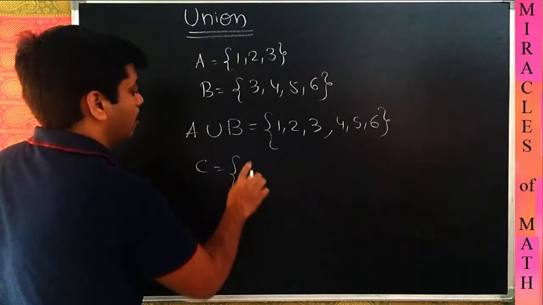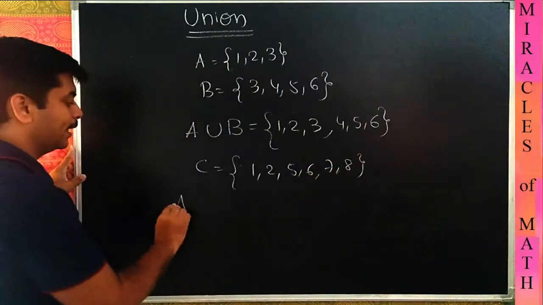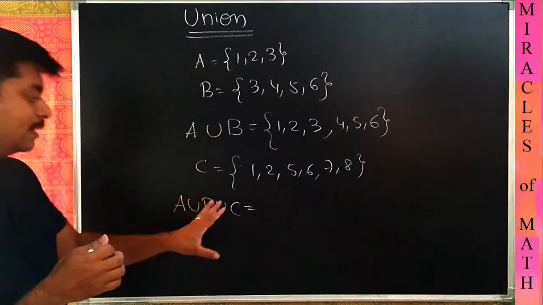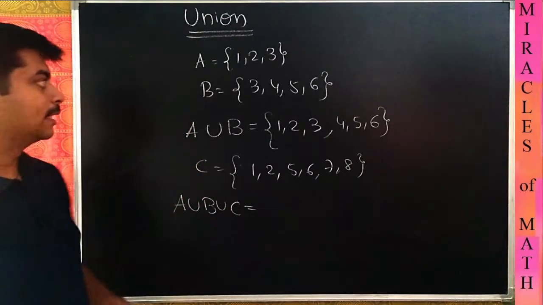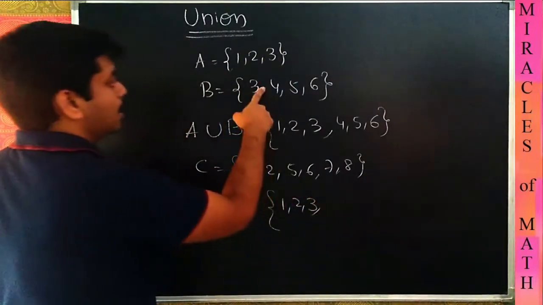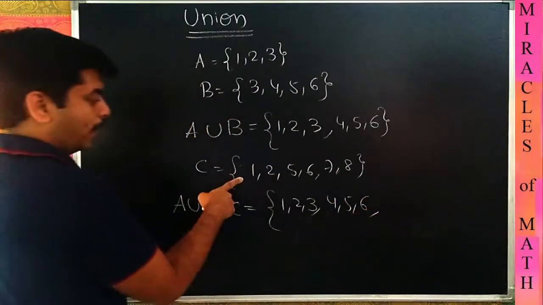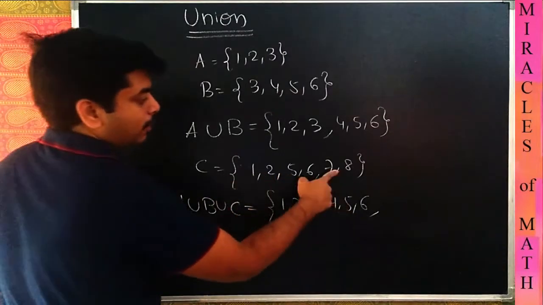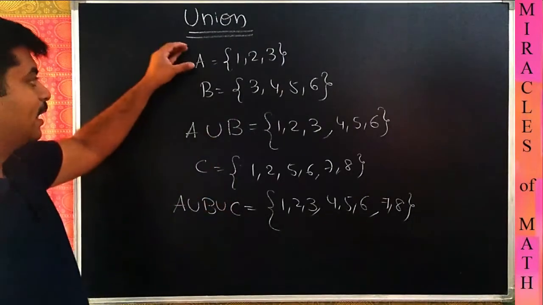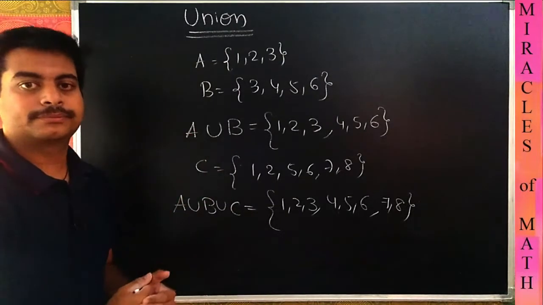Let us take one more set C: 6, 1, 2, 5, 6, 7, 8. Tell me what is A union B union C. What is this meaning? Clubbing of 3 sets together. So that gives you 1, 2, 3, and 3 is already included. 4, 5, 6. 1 included, 2 included, 5, 6 included, and you're left with 7, 8. In A union B union C, all the elements of A as well as B as well as C should be there. Yes, all the elements are there.